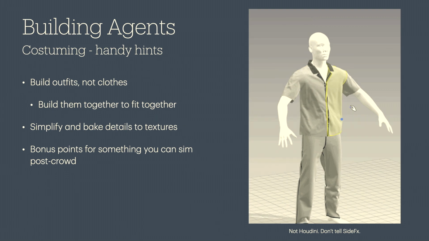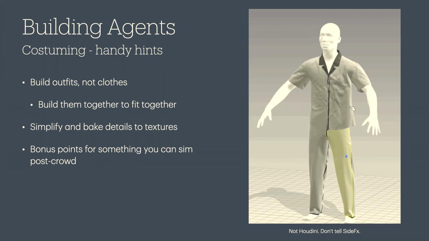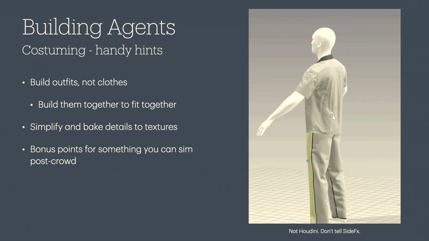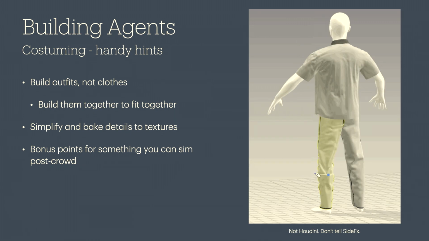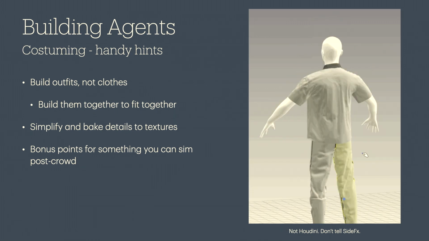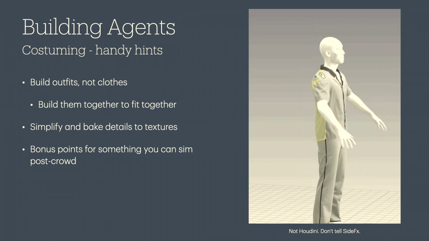One thing I have learned is build outfits, not individual clothes. You can't really make individual clothes and expect them to fit together. You're going to be chasing intersections all day. If you build outfits, you will have clothing that fits together both in an intersection sense as well as making fashion sense. And as a man who dresses almost exclusively in black t-shirts and jeans, I know fashion.